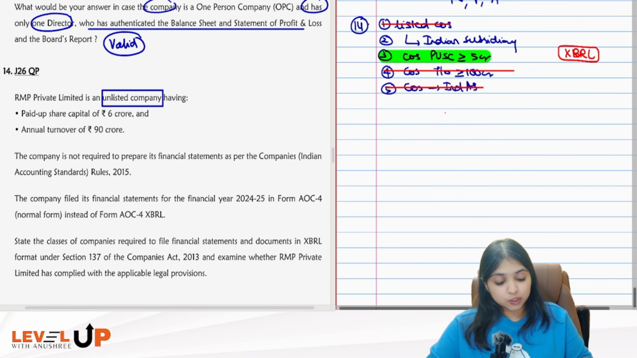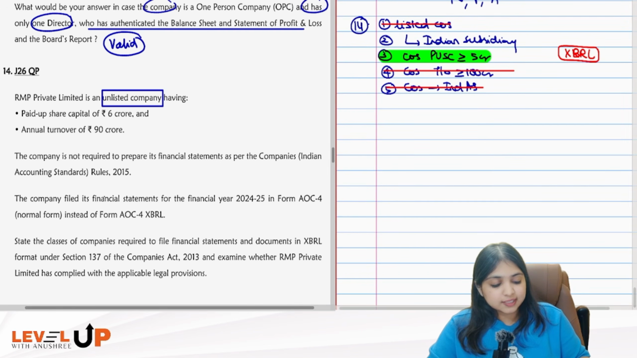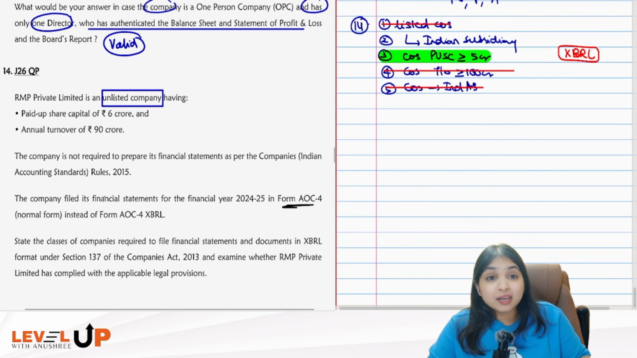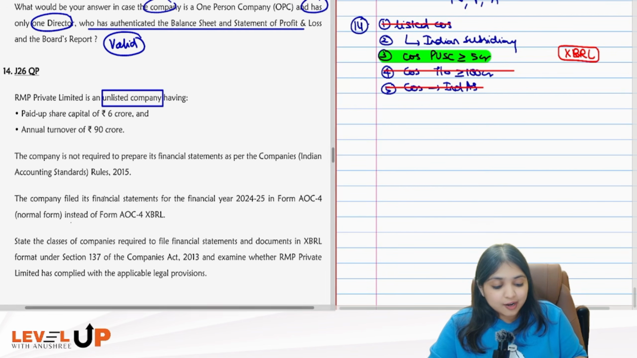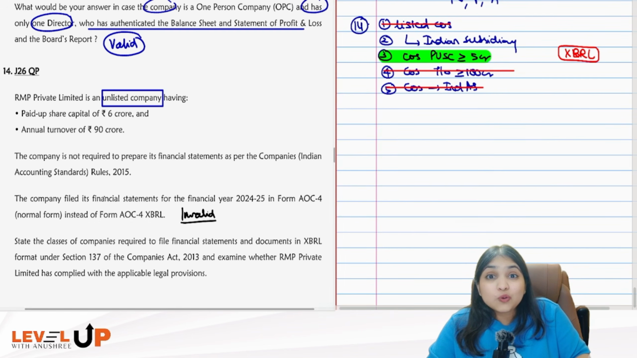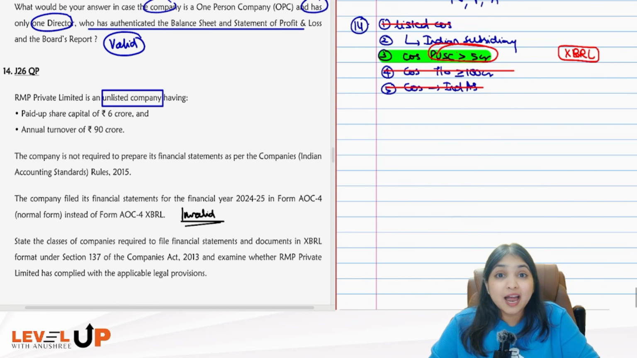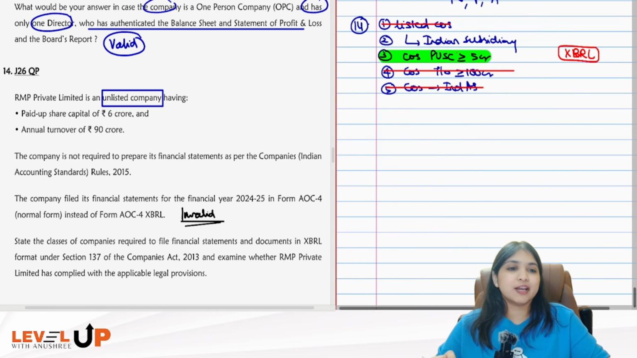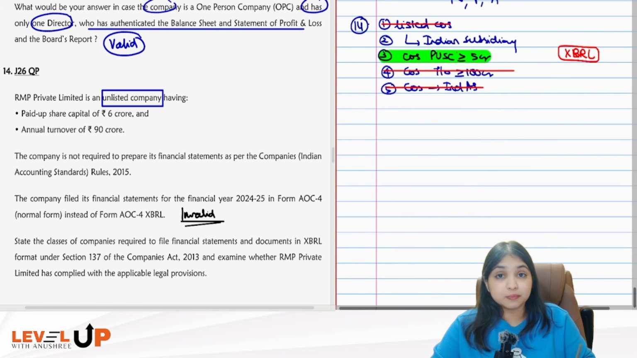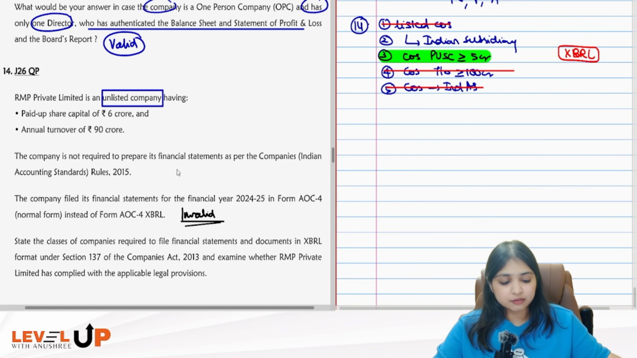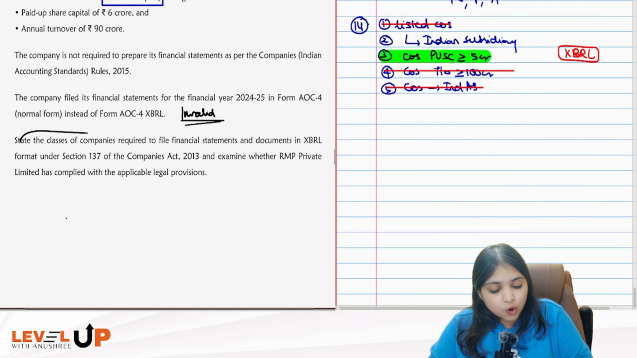But what did this company do? The company filed its financial statements for 24-25 in AOC 4 instead of AOC XBRL. This is invalid. Company, for you XBRL taxonomy is applicable. You are a company with paid up share capital of at least 5 crore. You have to file the financials with ROC using XBRL taxonomy only. You did not file using XBRL, so therefore it's going to be an invalid filing.